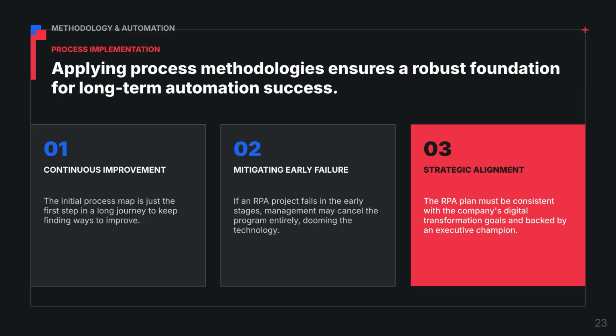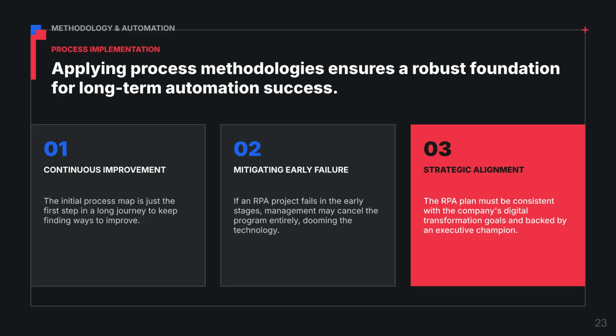The second principle is mitigating early failure. Initial RPA projects play a critical role in building confidence within the organization. If the first automation initiative fails because of poor planning or unrealistic expectations, management may lose trust in the technology and hesitate to invest in future automation efforts. Starting with well-chosen projects and demonstrating measurable success helps create momentum for wider adoption.